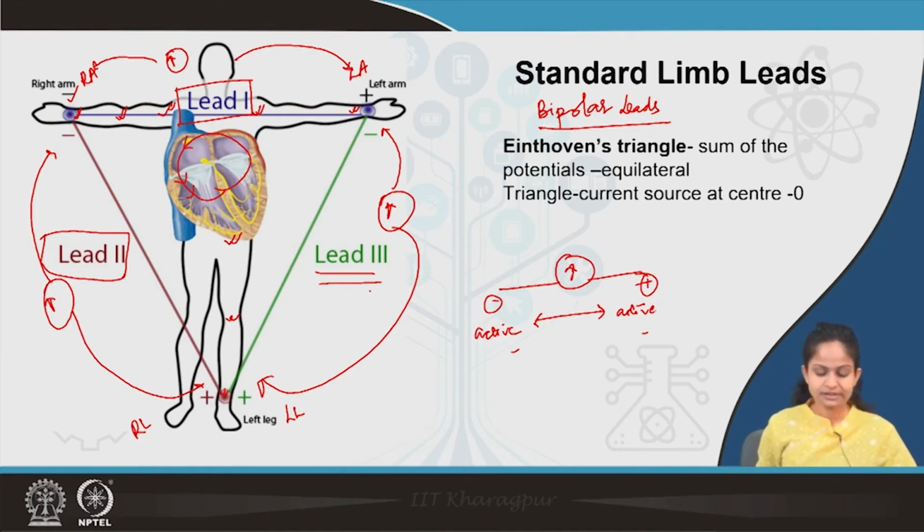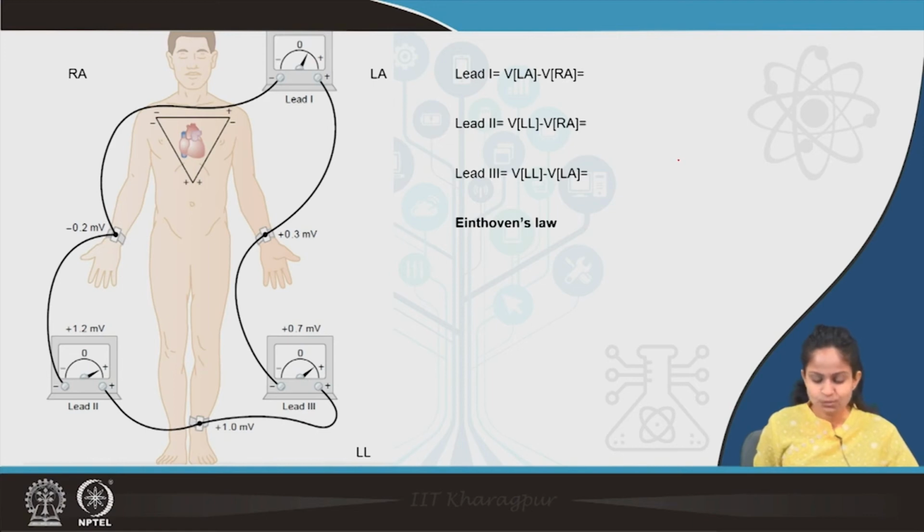So, this inverted equilateral triangle is bearing a current source, that is the heart at the center of it, and these are the 3 leads connected. This triangle is known as Einthoven's triangle, named after the scientist Willem Einthoven. With this, we will see what you understand by Einthoven's law.